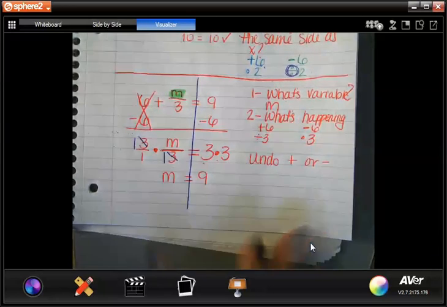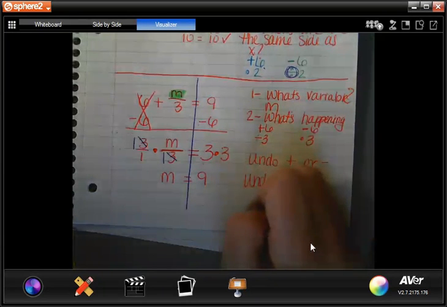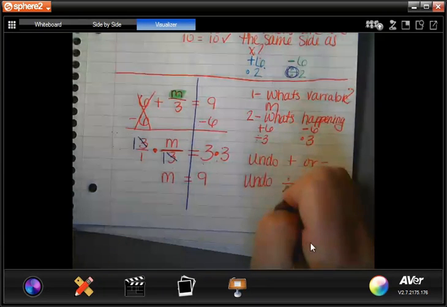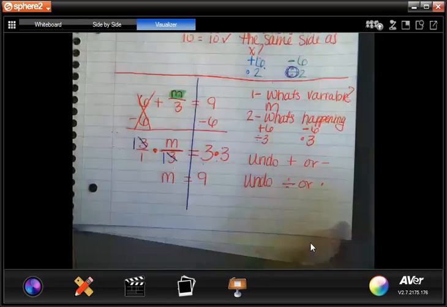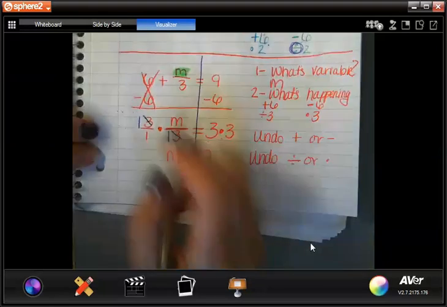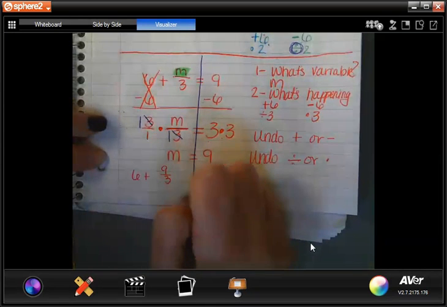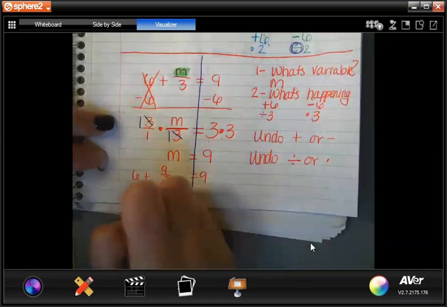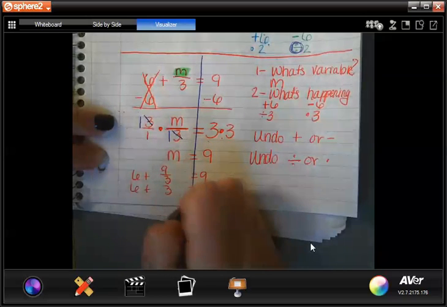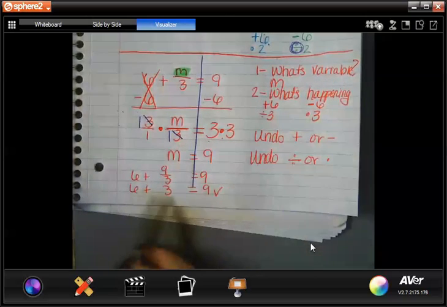So I hope that worked. I undo the multiplication or division. Let's see if this works. 6 plus 9 divided by 3, does that equal 9? Well, 9 divided by 3 is 3. Why, yes, sirree, George. 6 plus 3 is 9.